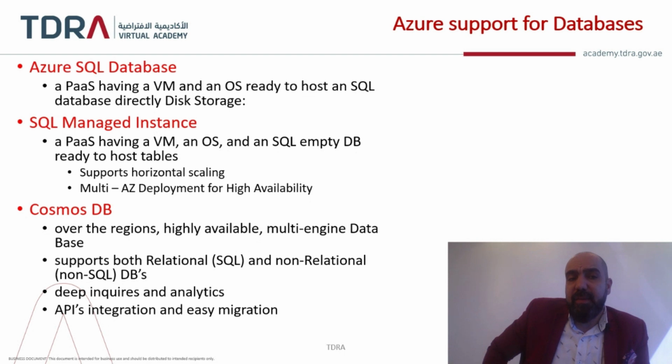Again, we have something called SQL Managed Instance. With the managed instance, you get the operating system and SQL, ready to host tables, support horizontal scaling, and multi-zone deployment for high availability. And they have something called Cosmos DB over the regions. If I have it over regions, not in one region, it is a highly available multi-engine database that supports both relational SQL and non-relational SQL databases. What is relational and non-relational?